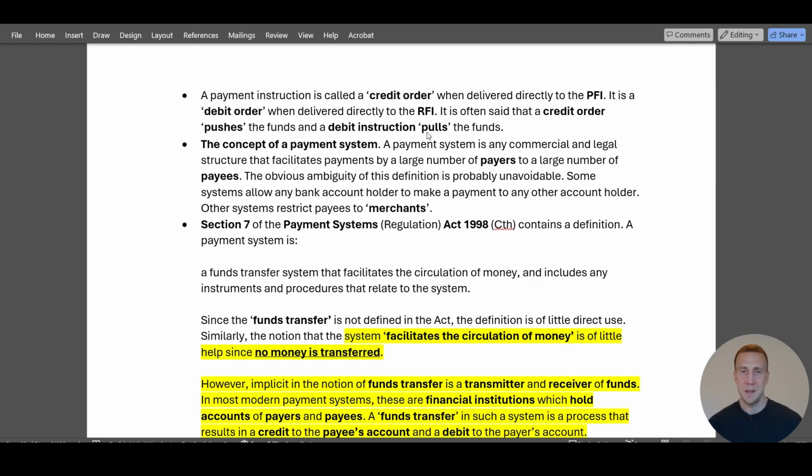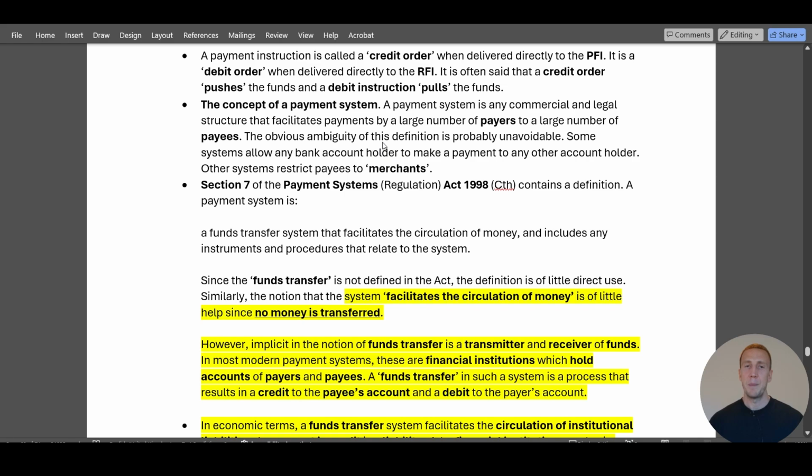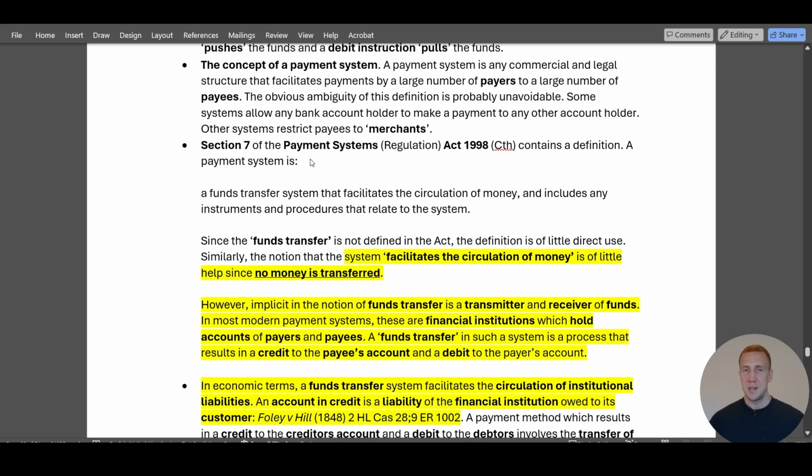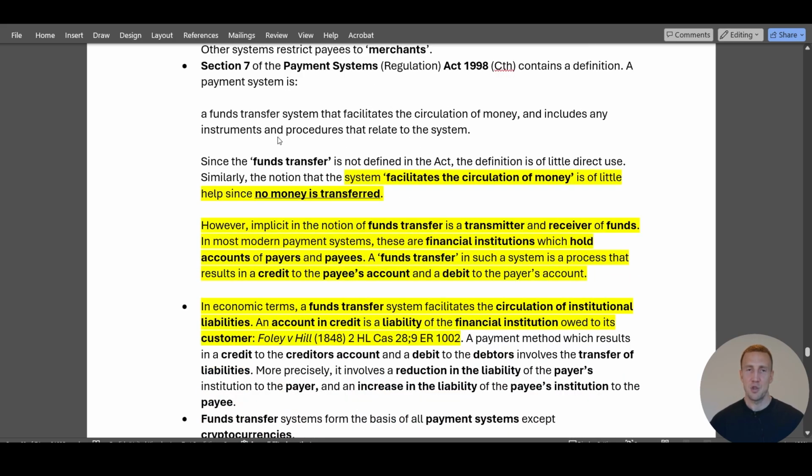The concept of a payment system is any commercial and legal structure that facilitates payments by a large number of payers to a large number of payees. The obvious ambiguity of this definition is probably unavoidable. Some systems allow any bank account holder to make a payment to any other account holder. Other systems restrict payees to merchants. Section 7 of the Payment Systems Act contains a definition. A payment system is a funds transfer system that facilitates the circulation of money and includes any instruments and procedures that relate to the system.